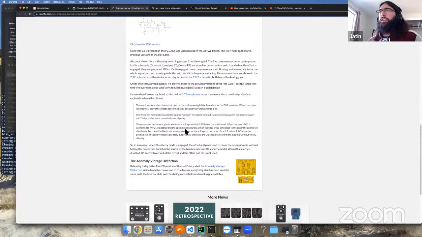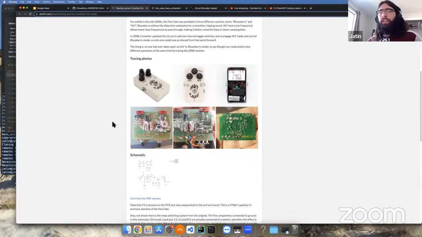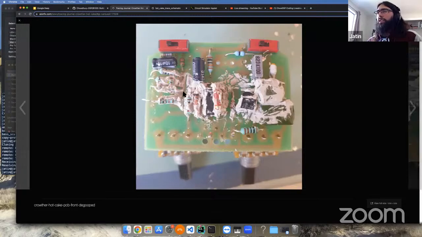This article here is talking about the pedal, the Crowther hotcake, and talking a little bit about the history of the pedal and some of the ways in which it's evolved over the years and some of the different controls that have been added to it. And then what they're showing here is that he actually took the circuit. So this is the PCB from the original pedal.